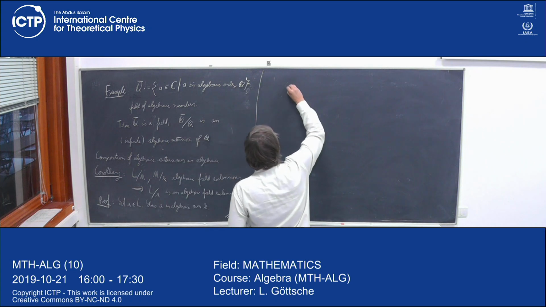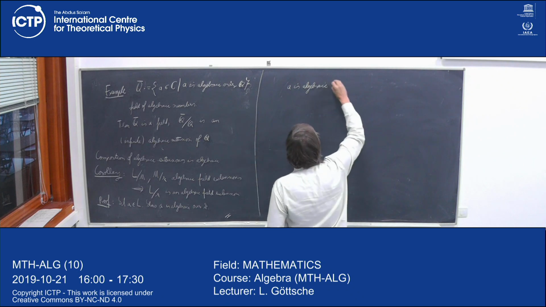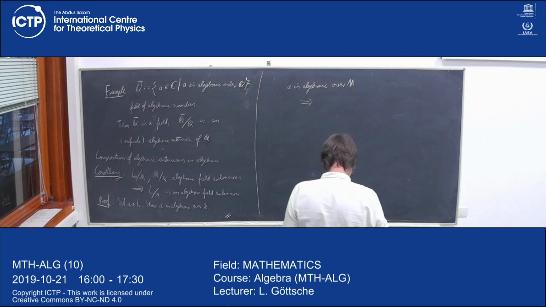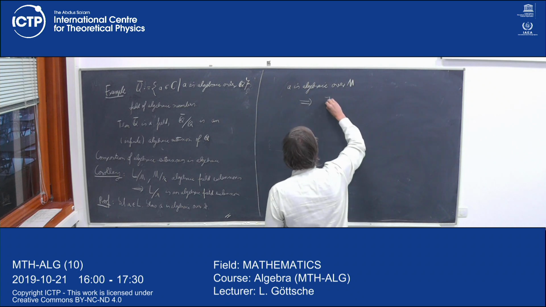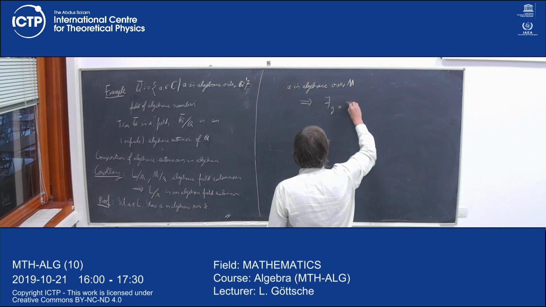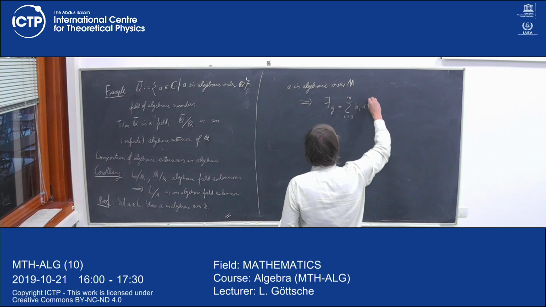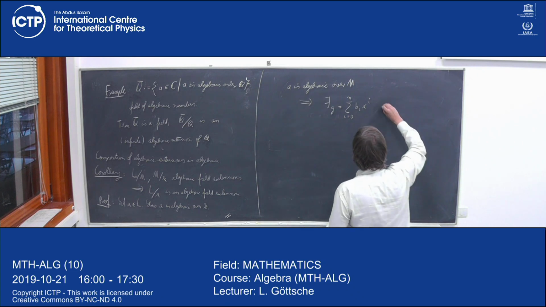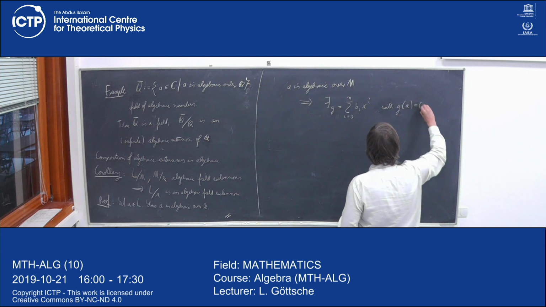So A is algebraic over M, so it follows we can write there exists some polynomial, say G, which I can write as the sum from i equal 0 to N of b_i x^i, such that G of A is equal to 0.